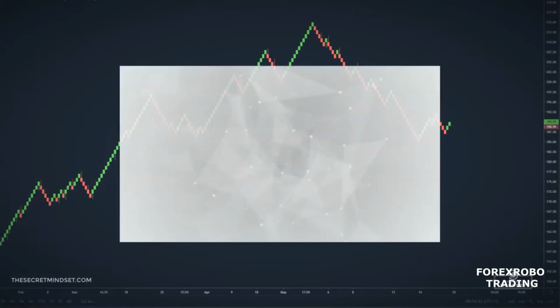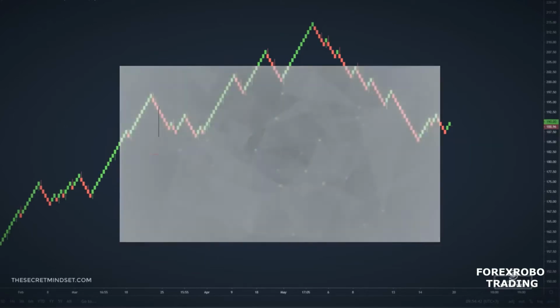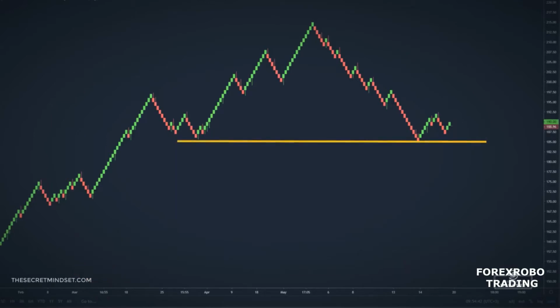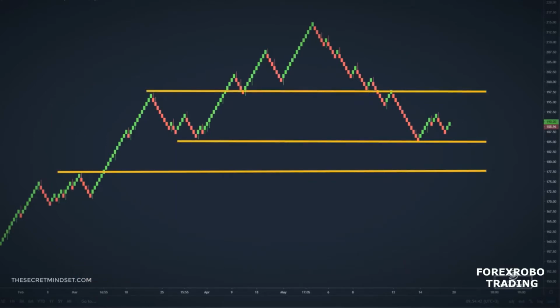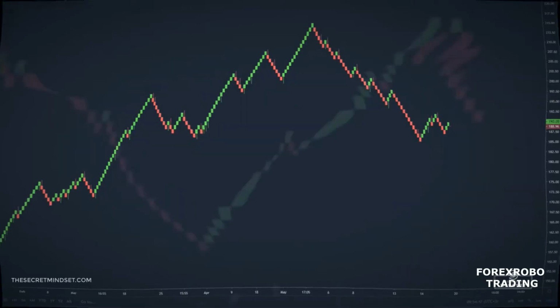Now, you might wonder, how is this better than a classic candlestick chart? Here are the main advantages of Renko trading. First, Renko charts are very effective for traders to identify key support and resistance levels. In this chart, we noticed how simple it is to plot the support and resistance levels. And most interestingly, notice how price reacts to these support and resistance levels from the left side of the chart. By using Renko chart for support and resistance, we can see the price action being more responsive.